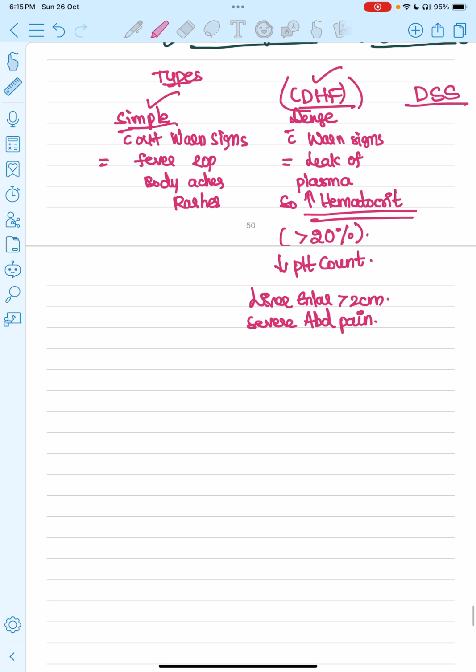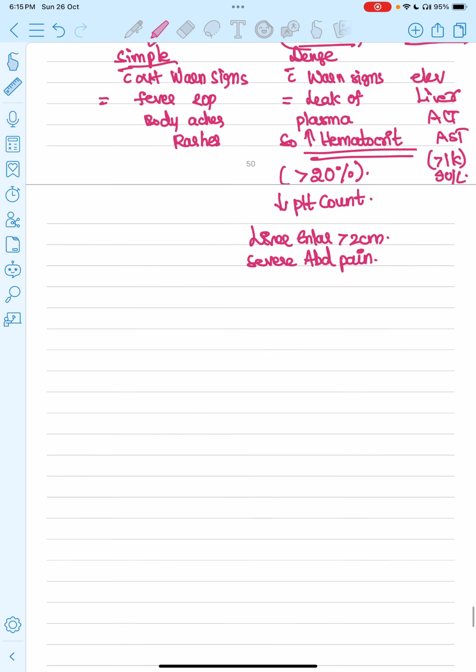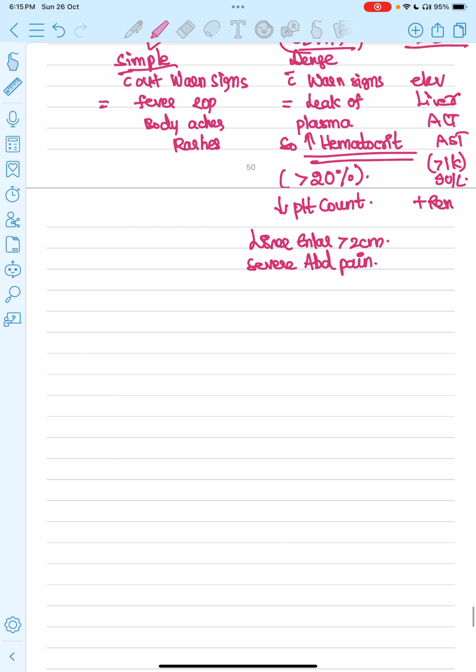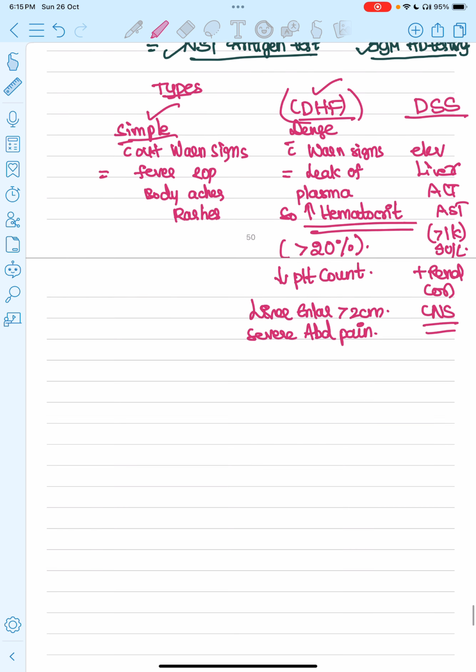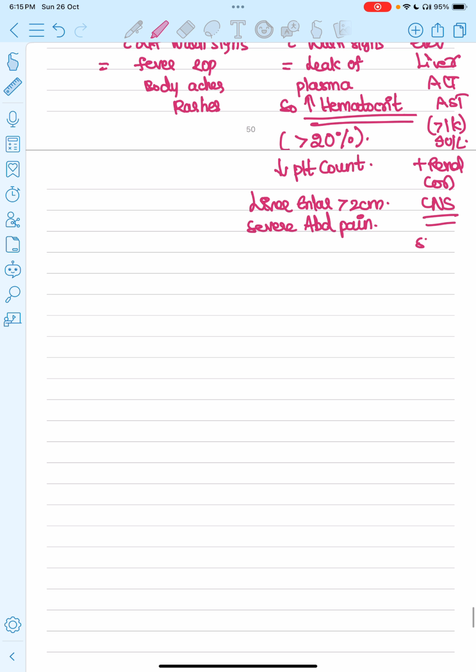When it comes to dengue shock syndrome, liver enzymes ALT and AST are elevated to more than 1000 international units per liter. And if there is any renal or CNS involvement, then it is called dengue shock syndrome. The patient is usually in shock, with decreased perfusion to organs.